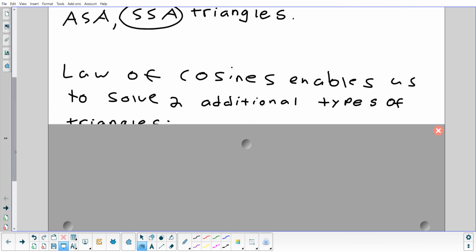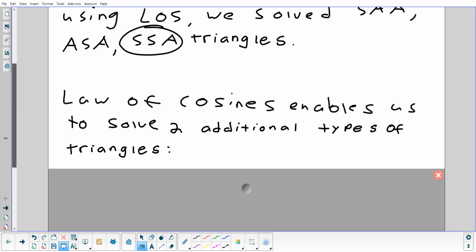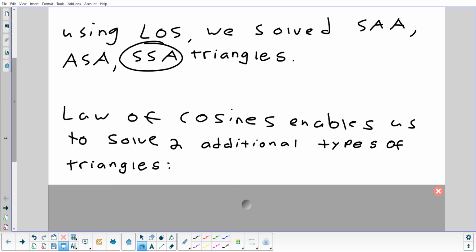So the two types that law of cosines enables us to do, I might have mentioned them a little bit already, but does anybody have a guess what the other two types would be using the three letters? SSS. Side, side, side. So that's one type.